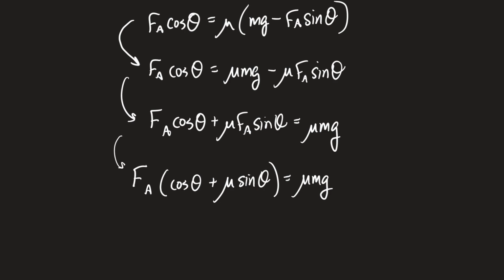Assuming cosine theta plus mu sine theta isn't 0, and it's very unlikely to be 0. Do you see why it's very unlikely to be 0? It's two numbers. We're going to add them together. It'd be hard for that number to be 0. Cosine and sine aren't negative in the first quadrant, and it wouldn't make sense for that angle to be in the second quadrant, right? Or we'd be pulling in the other direction. So I don't think it's possible for that to be 0.